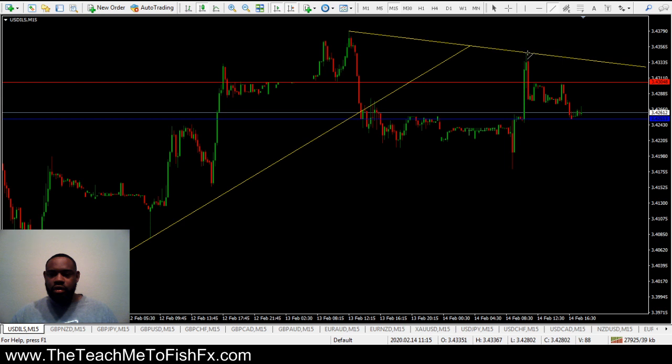Then you can draw a more aggressive trend line here, and a more aggressive trend line here. And you can trade the breaking of these support and resistance. I'm including the trend line as well.